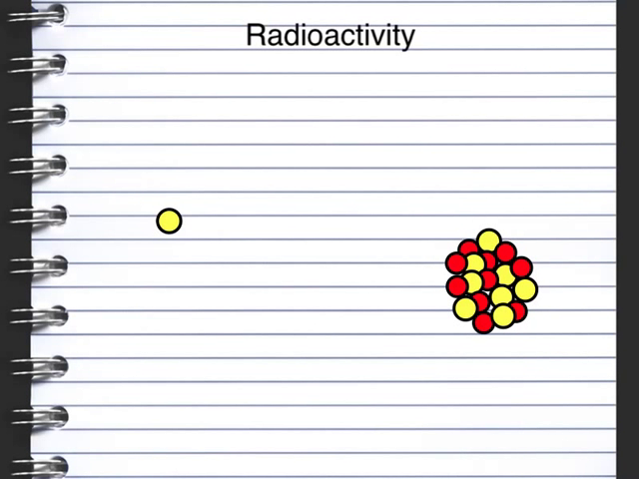Now, radioactivity can be made synthetically. Here we have a stable nucleus, and here we have a neutron. What we can do is take this neutron and fire it into the nucleus there. This can make it unstable, causing a beta particle to fly out. Along with that, we might get some gamma radiation as well.